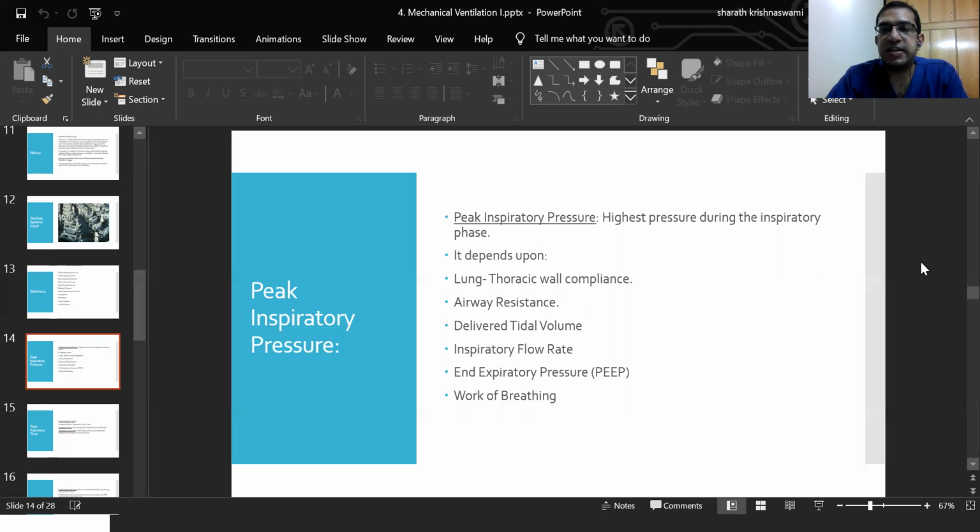There is something known as an end expiratory pressure. This is the amount of pressure required to keep the air sacs inside your lungs patent. Patent means to remain in a ballooned up position.